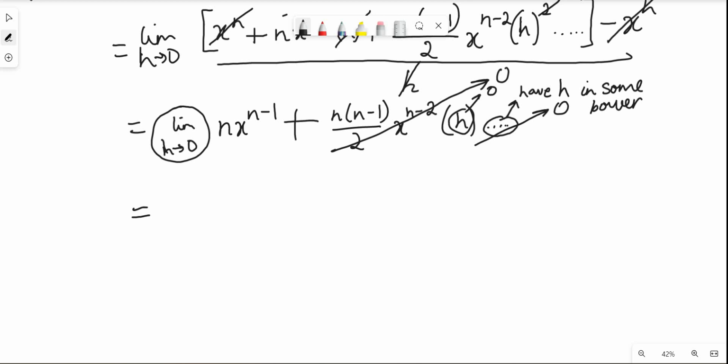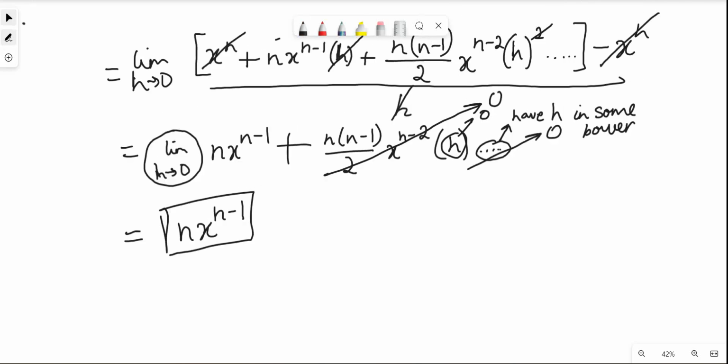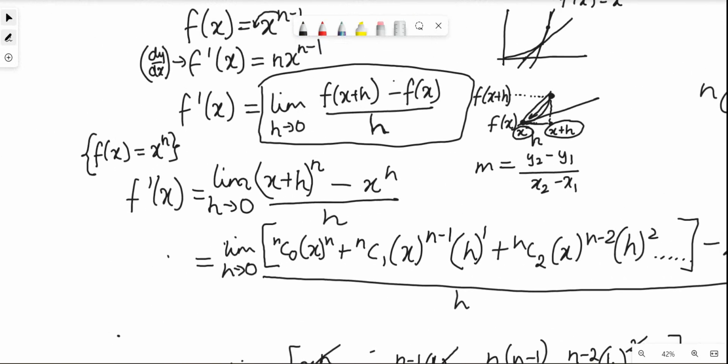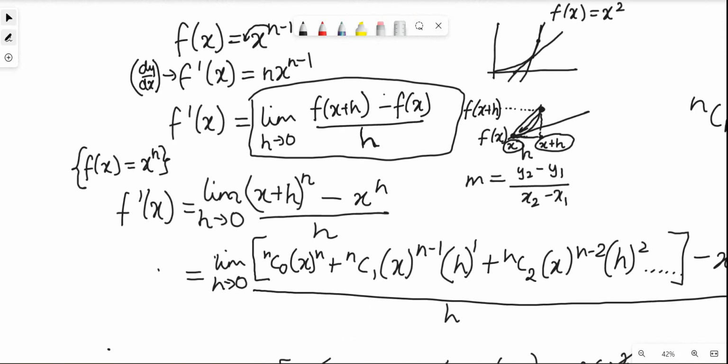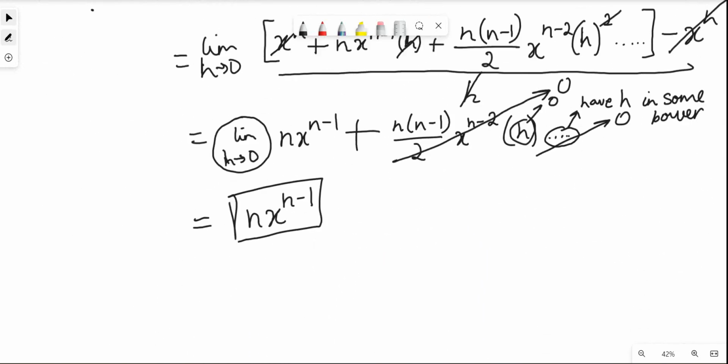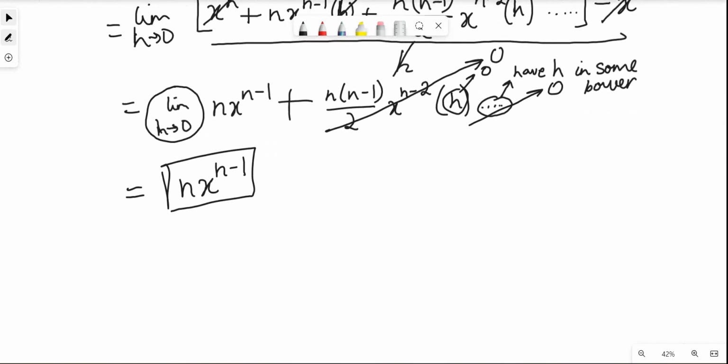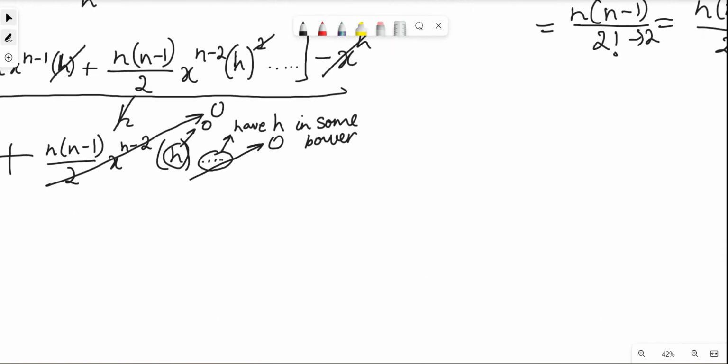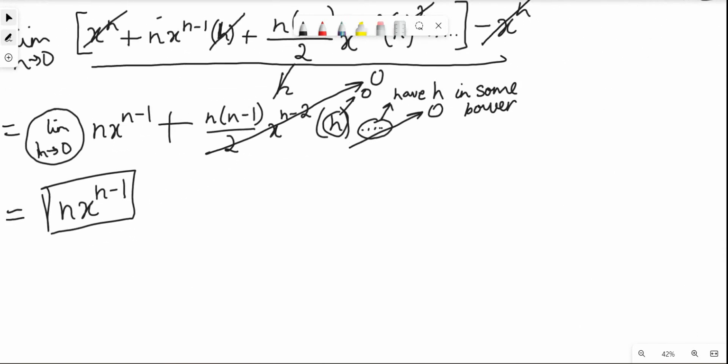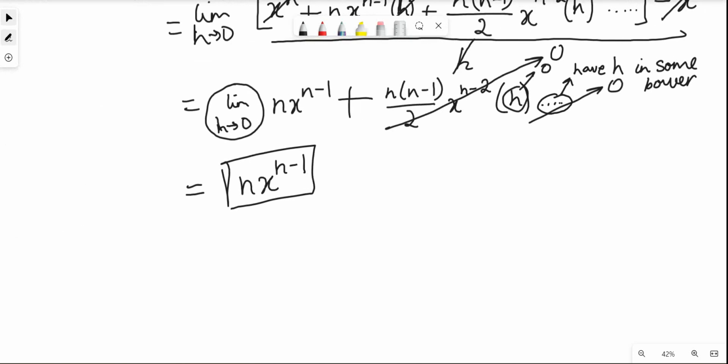So we have that, and these all go to 0, and now we're left with, we can remove the limit because there's no h anymore, so this is just n times x power n minus 1, and we have our answer. Wow, incredible. We went through all that working just to get the power rule, and that's what mathematicians did, or I think that's what they did. I didn't really research this topic. And so yeah, this is how you derive the power rule.